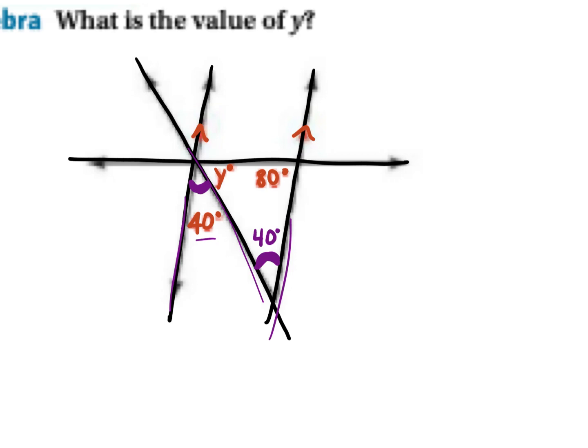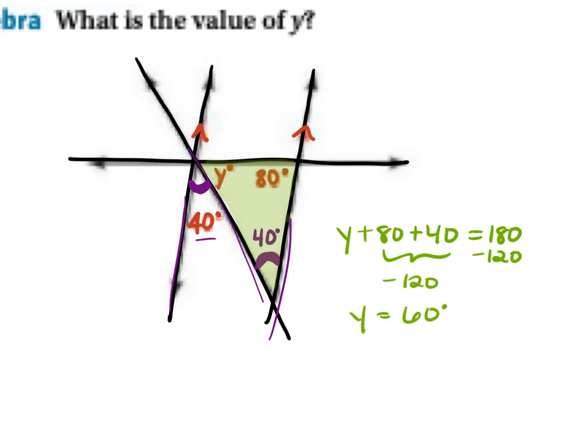Now, do you see what I see? You have a triangle here. And what do you know about the three angles of a triangle? They add up to 180. So you are going to go y plus 80 plus 40 equals 180, which means take away that 120, and your y value should be 60 degrees. Okay, so that's one way that you could look at that problem.